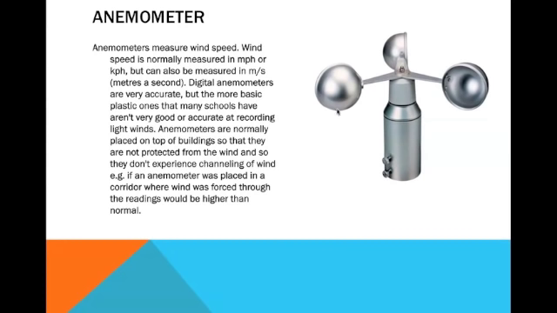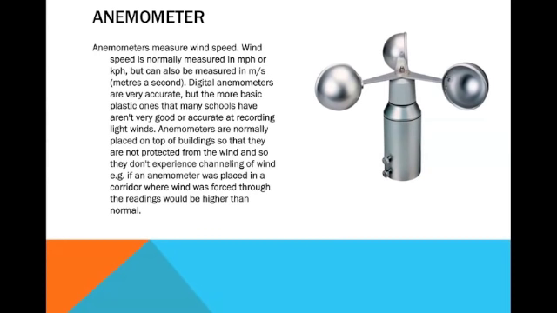As you can see, there are these little cups, and they turn around and it measures the wind speed. It's normally measured in miles per hour or kilometers per hour, but can also be measured in meters per second. Digital anemometers are very, very accurate, but the more basic plastic ones that many schools have aren't very good or accurate at reading light winds.